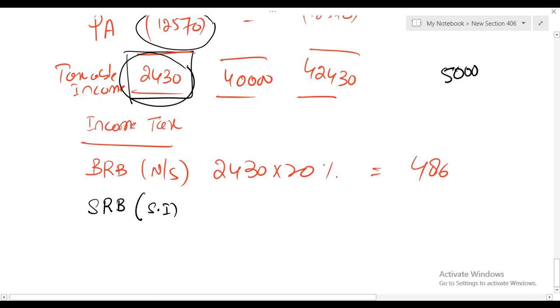Already logically 2430 is consumed by the non-saving income. So from this 5,000 I have to deduct 2430. So how much is left? I'm left with 2570. So logically in a starting rate band you are just left with 2570.